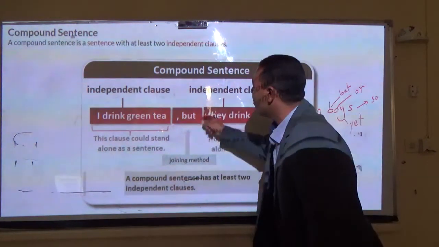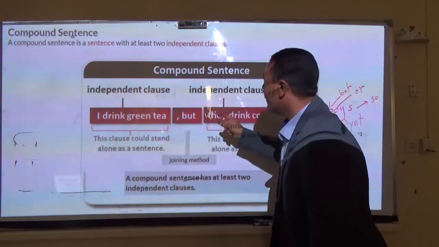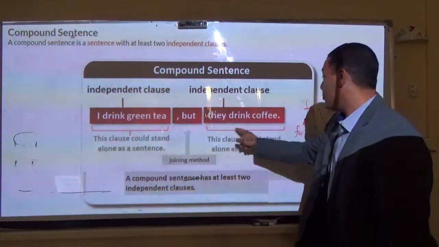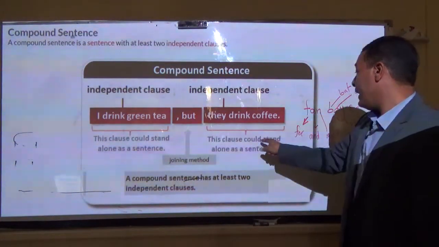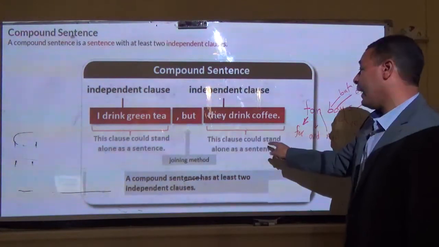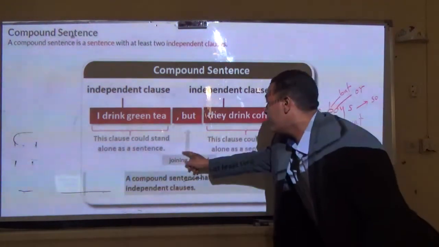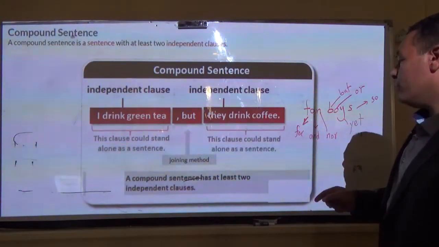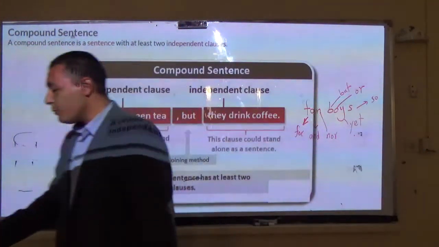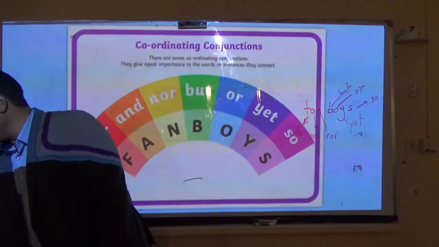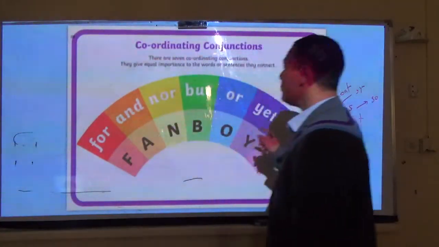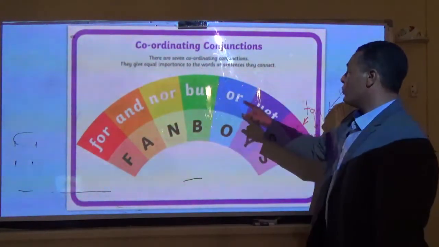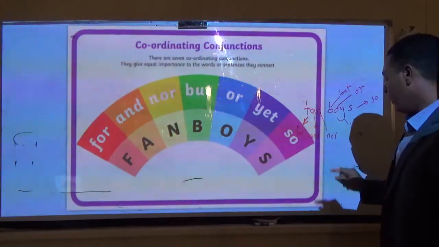They are joined by using a coordinating conjunction, but, here. So this clause could stand alone as a sentence, and this one, they drink coffee, could stand alone as a sentence, and they are joined by but. So a compound sentence has at least two independent clauses. Let's move to coordinating conjunctions, as I told you: for, and, nor, but, or, yet, so.